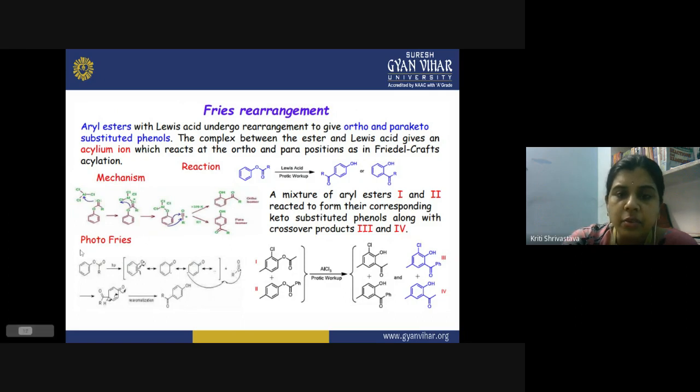Then you also have a photo-Fries reaction, and in this case the only driving force is the radiant energy or photochemical energy, and in this case also you are getting the ortho and para keto substituted phenols.